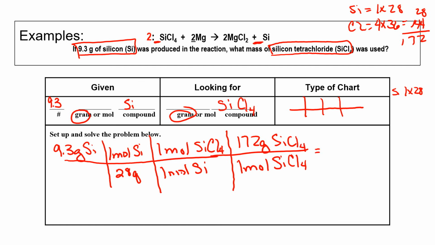And now we're going to put this into the calculator. So we have 9.3 divided by 28 times 1 divided by 1 times 172 divided by 1. So that equals 57.1 grams of SiCl4.